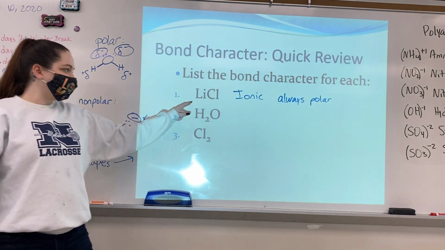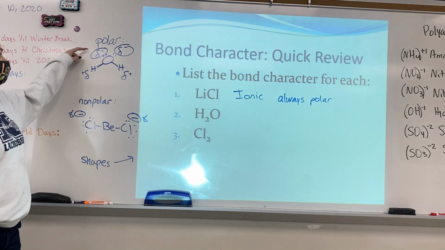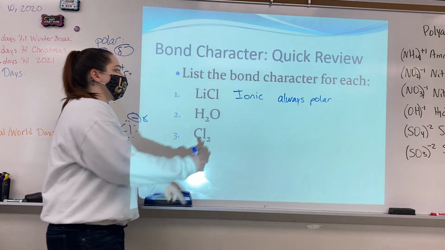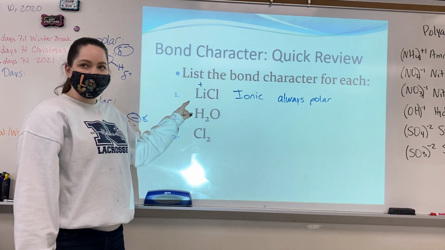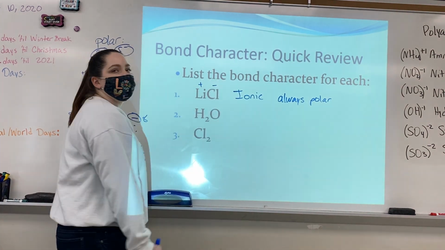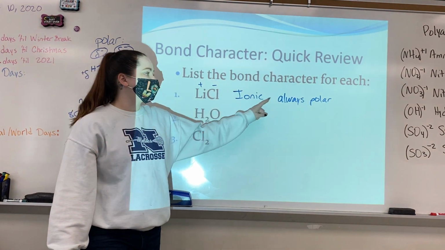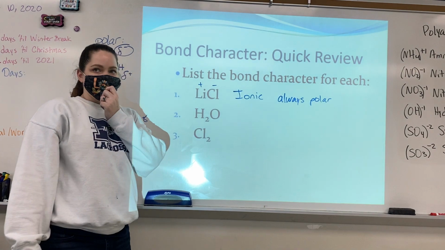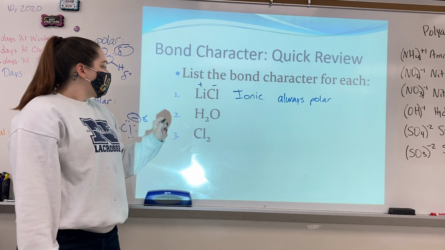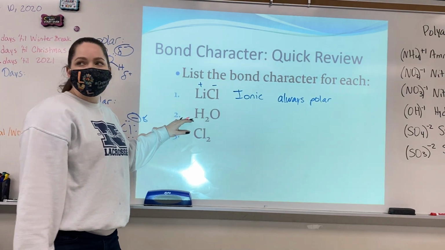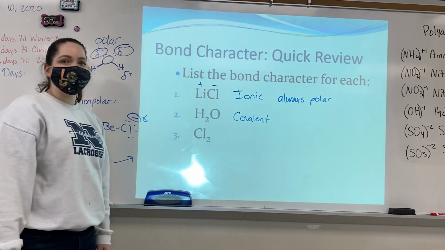Ionic bonds are always going to be polar because you're always going to have different signs on different sides. Lithium is going to be your positive, because it's a metal, so it makes a cation. Chlorine makes an anion. You will always have a negative and a positive on opposite ends. So your ionic bonds are always polar. You should never have a nonpolar ionic. That doesn't work. Okay? H2O, what is that? Covalent. And then what is Cl2?